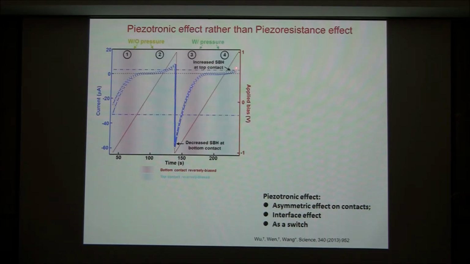Current reduces at the positive bias. But look at the current here. This is the reverse bias, it increases. On the reverse, the current increases. On the forward, it drops. This is the asymmetric change.